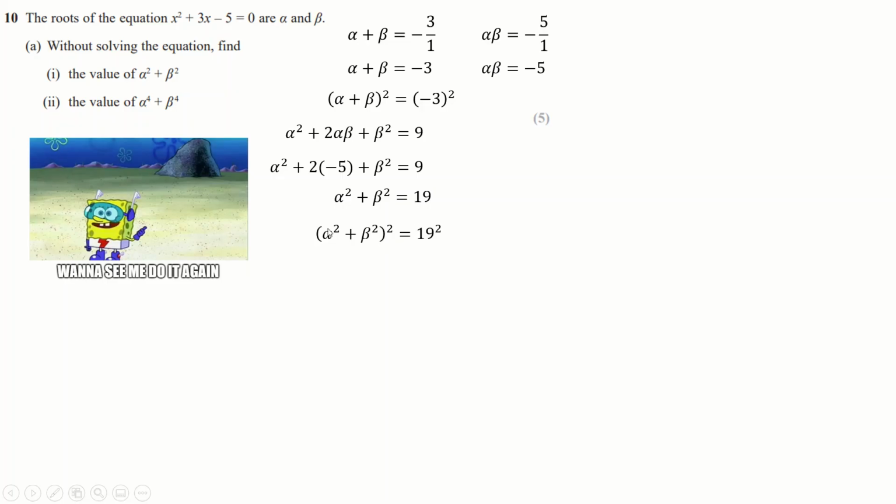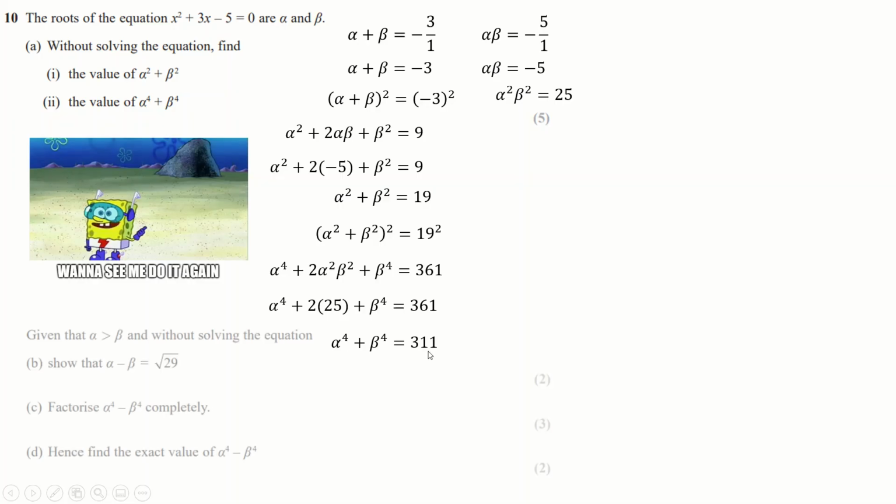This makes, when we expand out these brackets, this. But of course, if alpha beta is minus 5, if I square both sides, I get alpha squared beta squared is 25. So put the 25 into here, and then we take away 50, and we get our answer there. Good. Next part of the question. If alpha is bigger than beta, show this thing here.